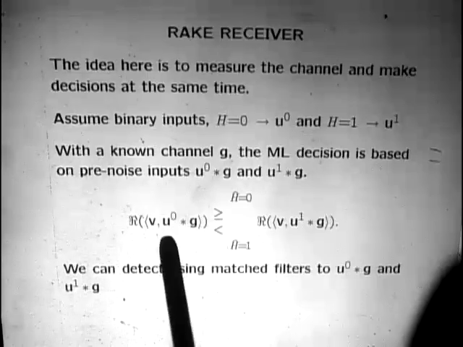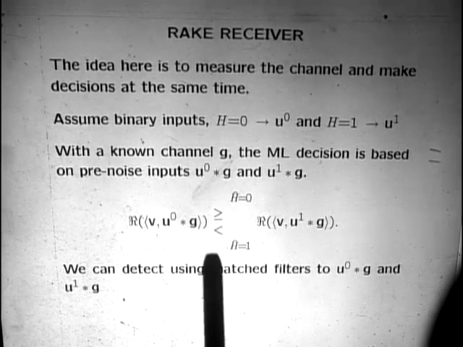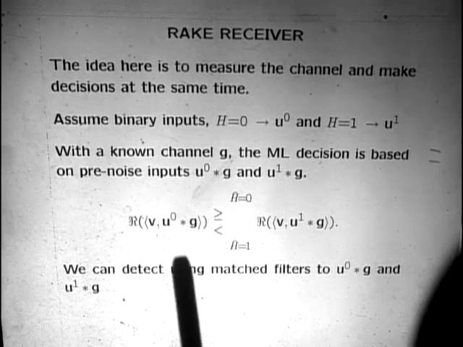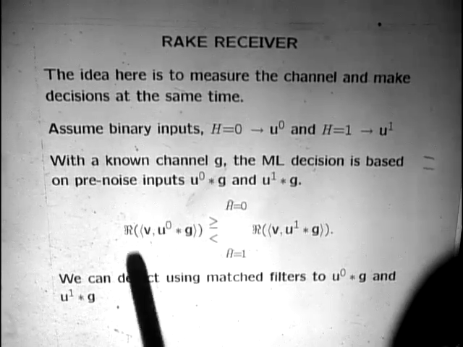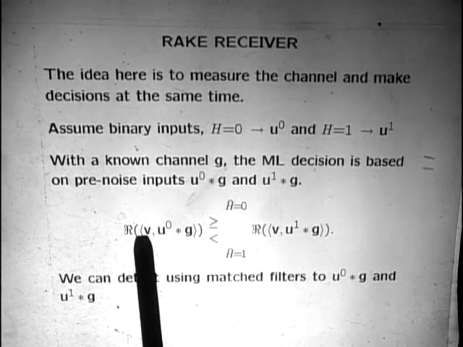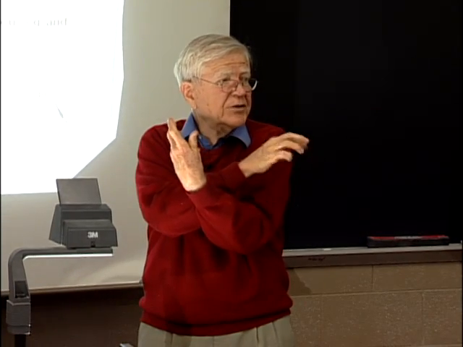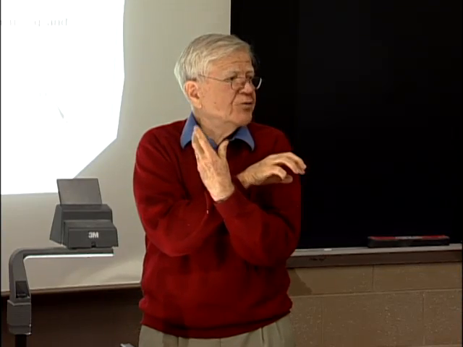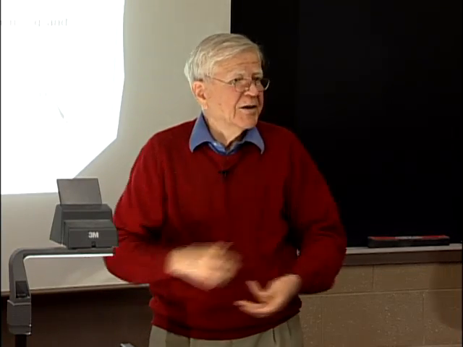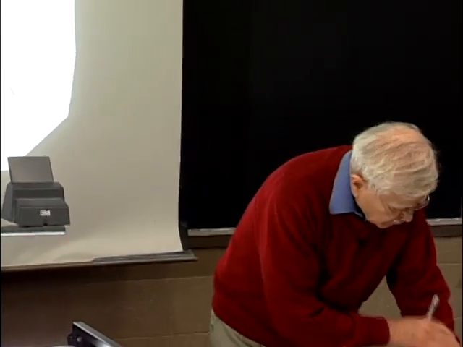So we want to use a filter matched to U0 convolved with G. Now, how do we build a filter matched to a convolution of two things? Well, we convolve U0 with G, and then we turn the thing around, and we see that after turning it around, what we've gotten is the turned around version of U convolved with the turned around version of G. Write it down and you'll see that that's what you have.